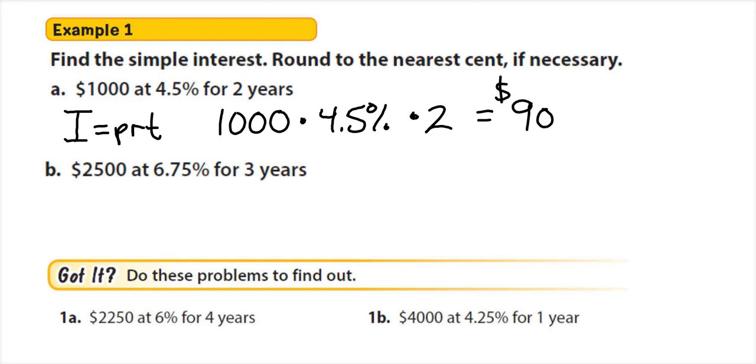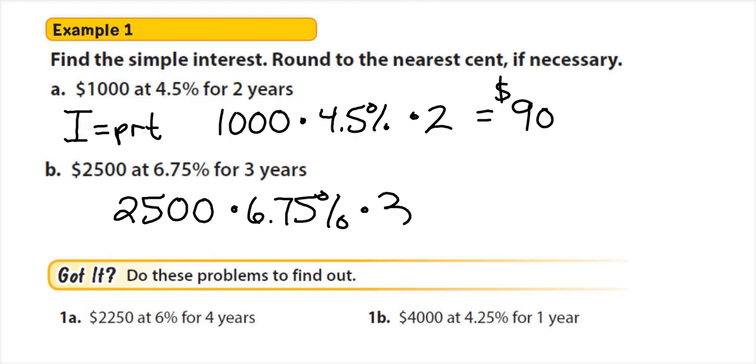All right, so let's look at B. We have $2,500 at 6.75% for 3 years. So that would be 2,500, times that by 6.75%, and times that by 3. So let's do that: 2,500 times 6.75% times 3. And that should come out to $506.25. And there we go.